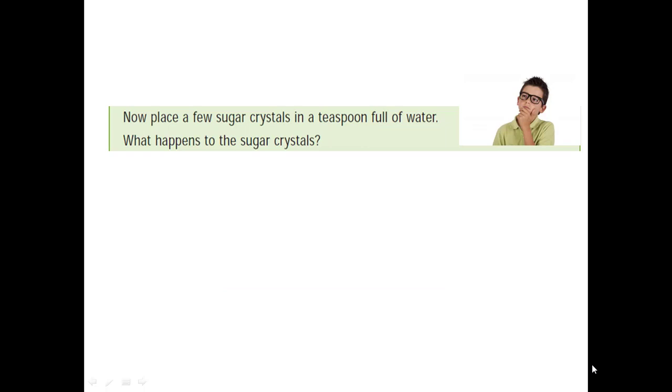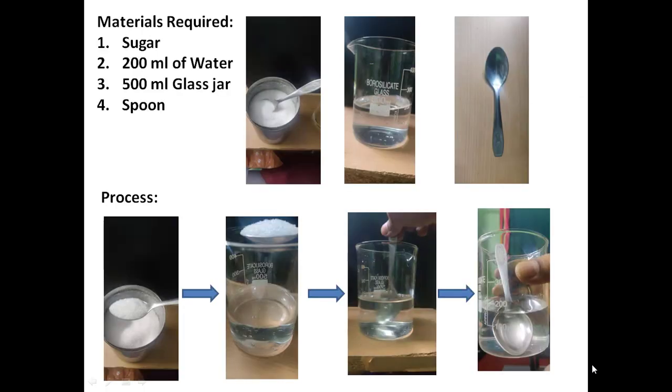Now, place a few sugar crystals in a teaspoonful of water. What happens to the sugar crystals? Materials required: 1, sugar; 2, 200 ml of water; 3, 500 ml glass jar; 4, spoon. Process: take sugar in the spoon, mix it in 200 ml of water and stir it well with the spoon until the sugar dissolves.